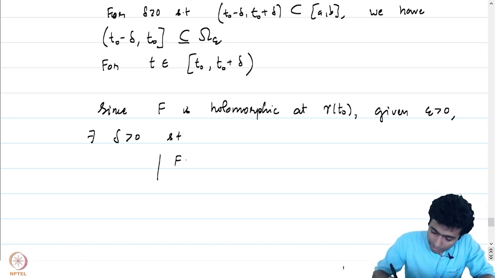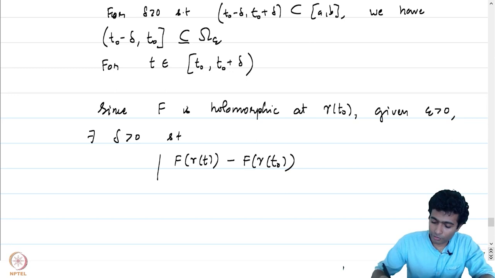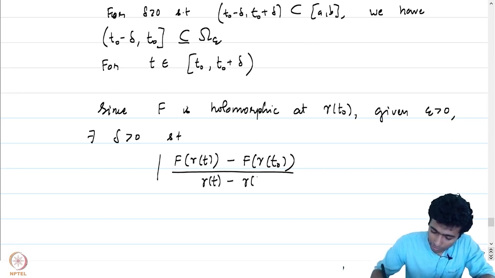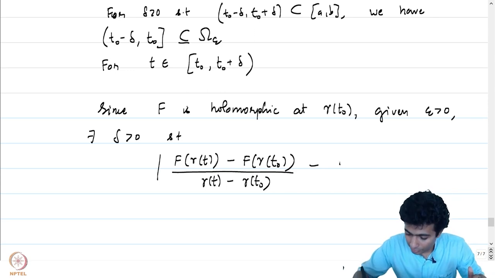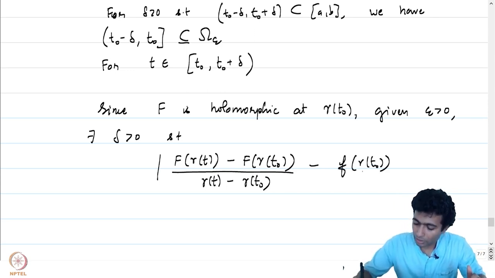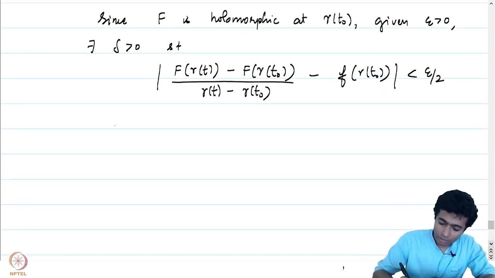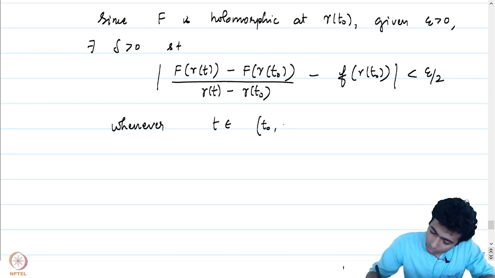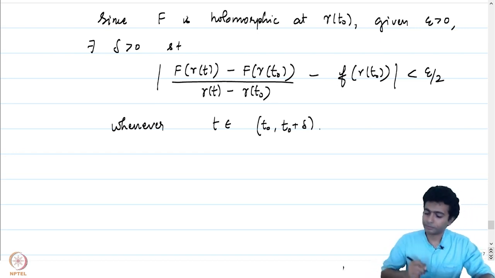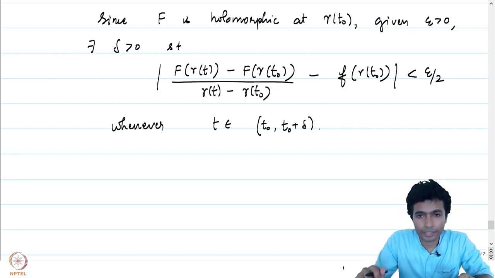such that the Newtonian sums, capital F of gamma of t minus capital F of gamma of t naught by gamma of t minus gamma of t naught, is arbitrarily close to the derivative of capital F, which is small f, which we know is small f. This is less than epsilon, maybe let us put epsilon by 2 if needed, we will correct it later, whenever t belongs to t naught, t naught plus delta. This can be arranged by using the holomorphicity or complex differentiability of capital F at t naught.